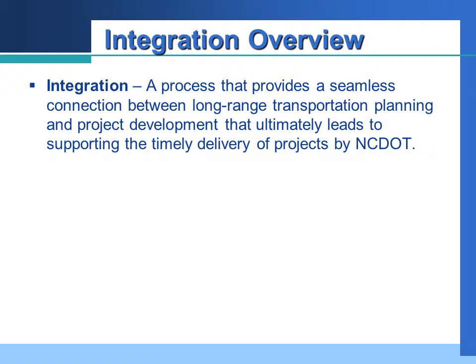Integration is an initiative led by NCDOT that started with a streamlining grant from FHWA. It is a process improvement effort to develop a seamless connection between long-range transportation planning and project development. The ultimate goal is to support the timely delivery of quality projects by providing useful information from long-range planning. This process was developed by an interagency team and is now in the implementation phase.